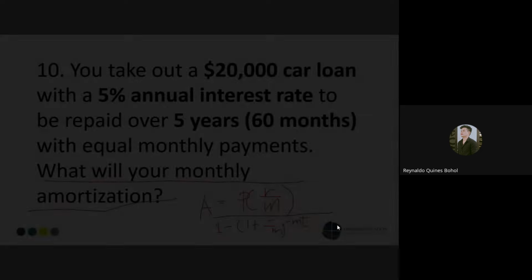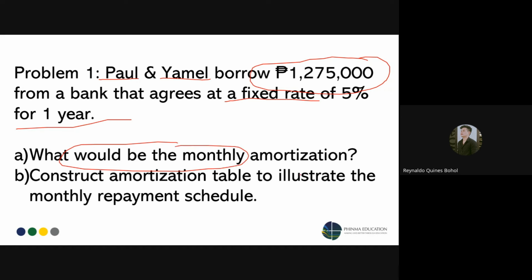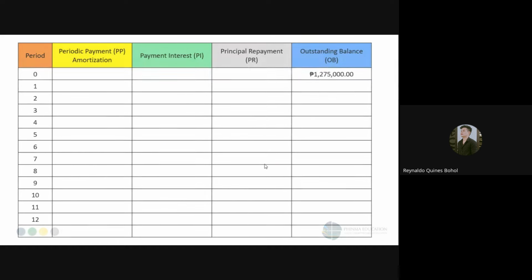Next. Okay. Si Paul and Emil borrow 1,275,000 at a fixed rate of 5% per year. What would be the monthly amortization? Type your answer here. What is the monthly amortization? Type your answer. Okay, Adrian Lopez got the correct answer.